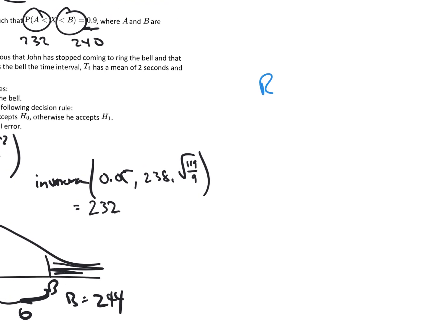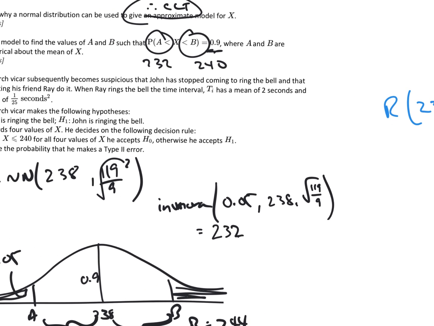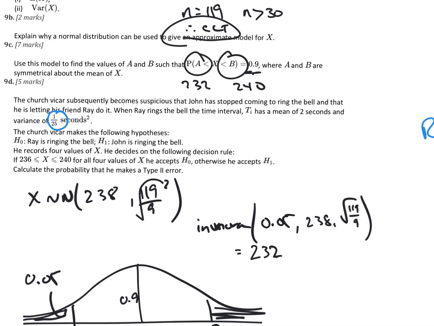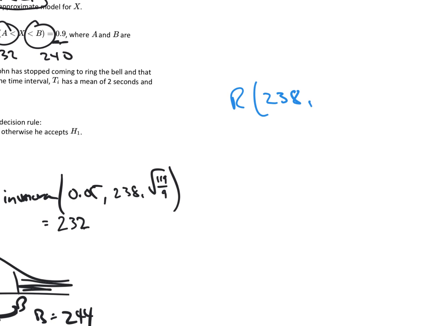So here's Ray. Ray is also normal, so it's 238. I'm going to add up the 119 of them, times 2. And then there's 119 variances. And so it's going to be the square root of 119 over 25, squared. This is the probability. This is Ray's normal curve.